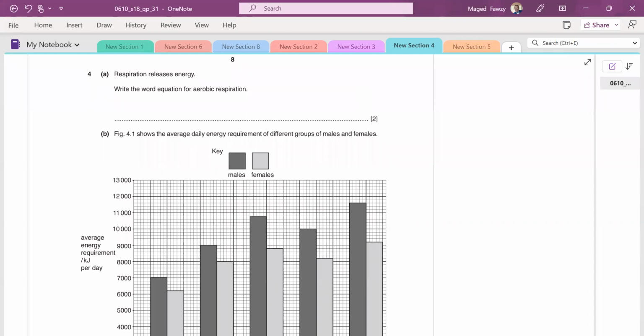Respiration releases energy. Write the word equation for aerobic respiration. What is the word equation for aerobic respiration? We are using what for aerobic respiration? We are using oxygen. Glucose plus oxygen. The products are carbon dioxide plus water.